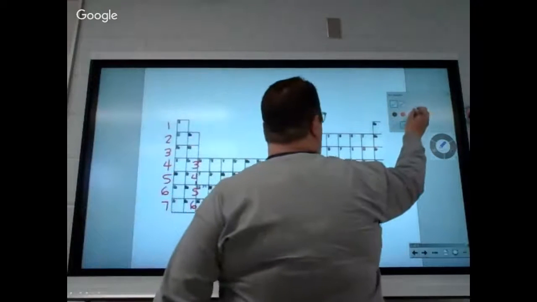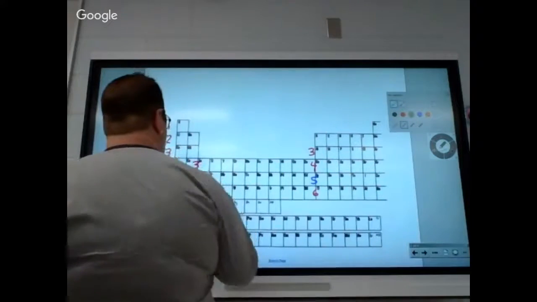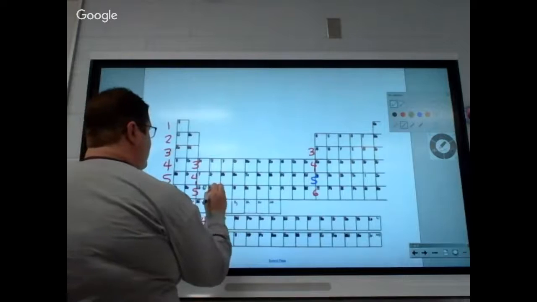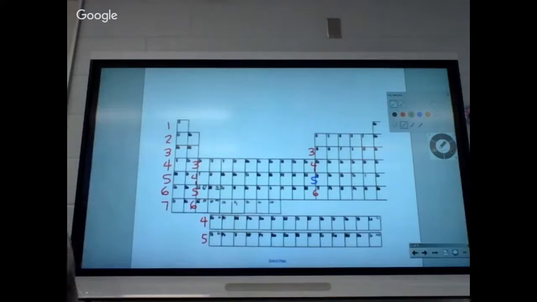Now, if you will look right here, there's a number that says 57 and 72. In someone's infinite wisdom, they decided the periodic table needed to be cut apart. So we have to read from where it's cut apart.